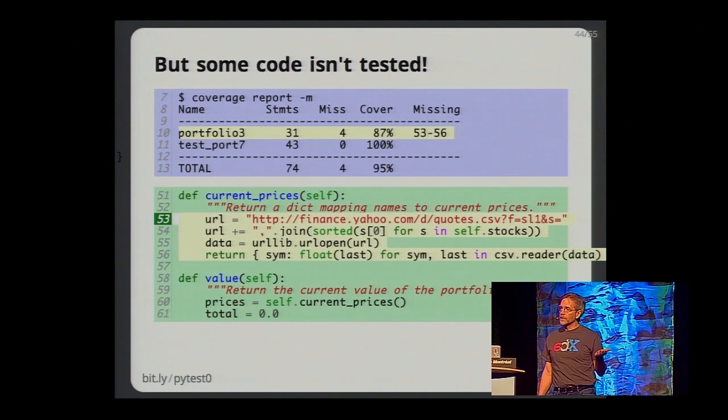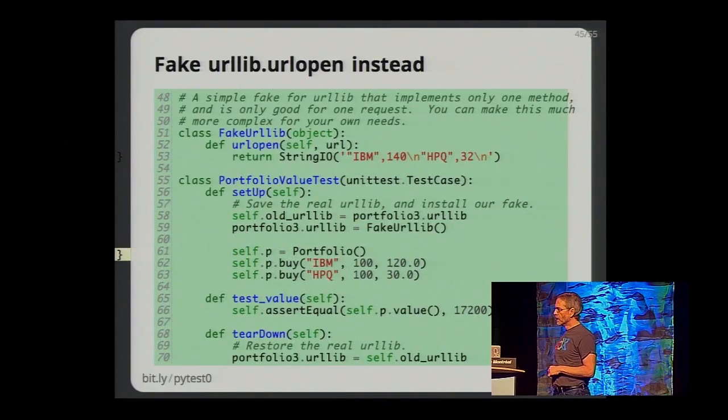and 53 through 56 are exactly the lines of code we tried to snip out of the system, which were the lines of code that talked to yahoo.com. But this is code we wrote. We need to test this code somehow, right? So we've got a good system here, but it doesn't test all our code. So we can try faking urllib.urlopen instead.